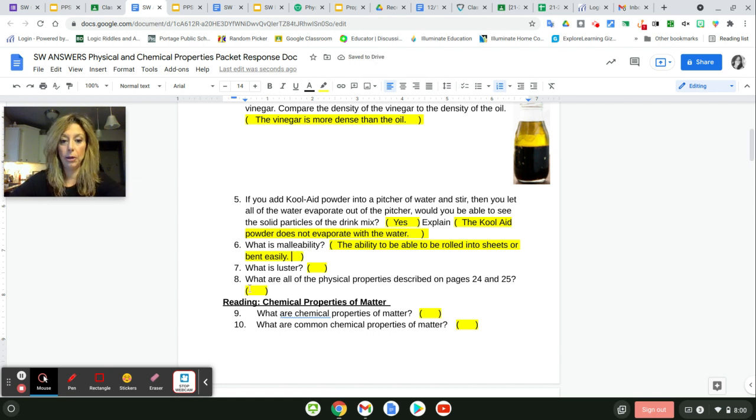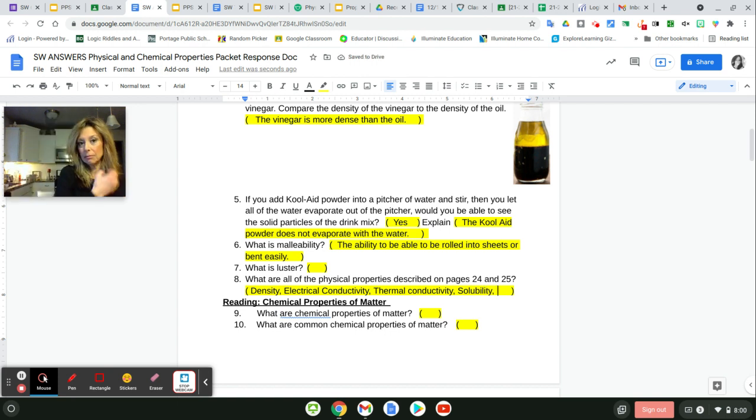All right, number 8, what are all of the physical properties described on pages 24 and 25? Okay, I'm seeing density, electrical conductivity and thermal conductivity, solubility, which is the whole Kool-Aid mix property there, okay? That Kool-Aid will dissolve in water, okay? All right, what else do we have?